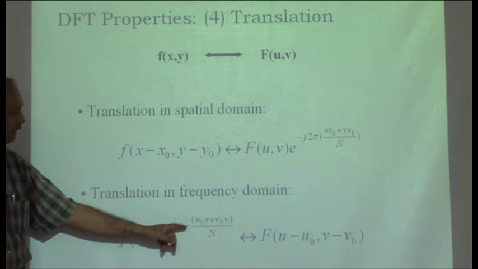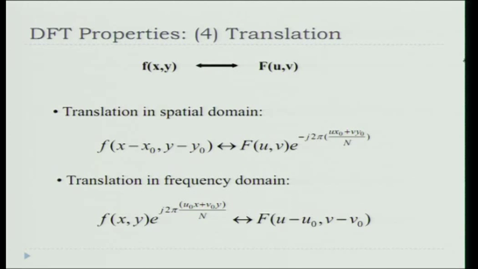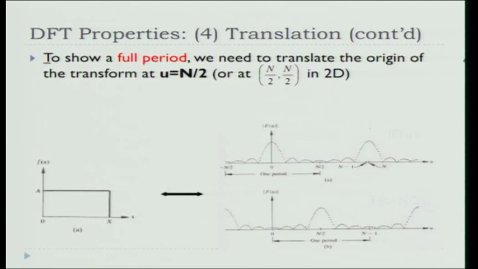You have f of x y, you multiply this, and you will find the formula for capital F of u minus u 0 and v minus v 0. Now, to show a full period, you need to translate the origin of the transform at n by 2. This is the full period, minus n by 2 to plus n by 2. If you want to show the full period after shifting of the transform, then you have to shift from minus n by 2 to n by 2.